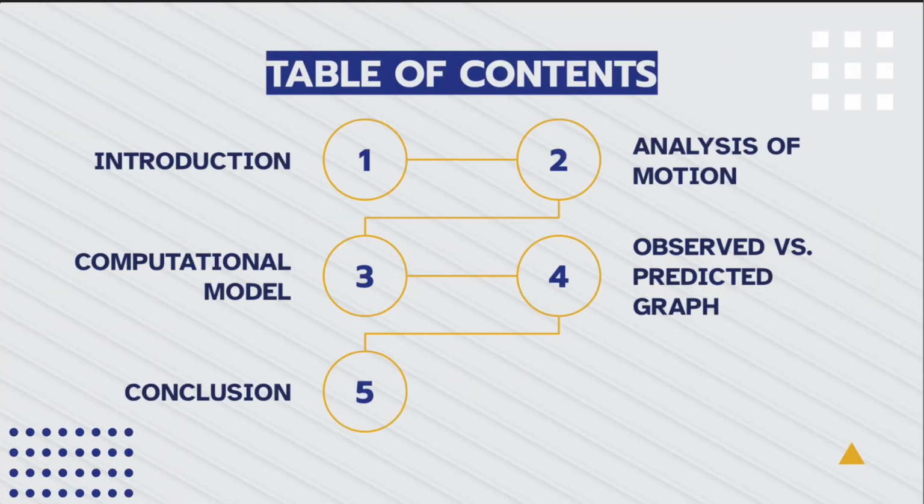Throughout this report, I will go over an introduction to the lab, reviewing the purpose of the lab and some essential principles. Then I will analyze the motion of the object as seen through the video on the tracker, and then I will discuss some computational models created through GlowScript. Then I will analyze the difference between the observed and predicted graphs, and lastly, I will conclude this report by answering what-if questions regarding the lab.